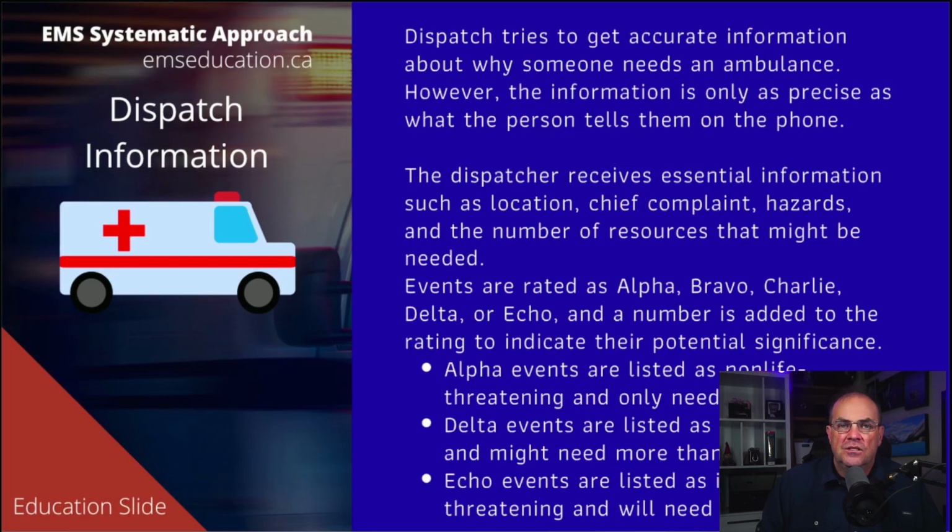And again, just how they code them, like Alpha, Bravo, Charlie calls and Deltas and Echoes. So you know that the higher the level of call, whether it's an Alpha or whether it's an Echo, you kind of know what you're responding to. If it's an Echo, the patient's most likely going to be in cardiac arrest. But again, you already have that hint of what's going on.